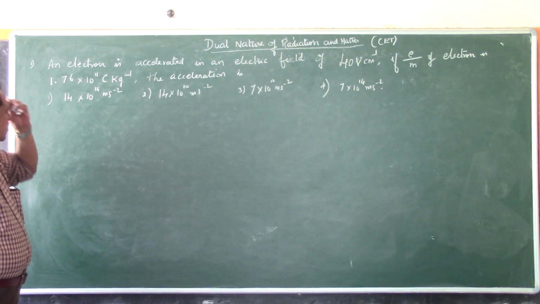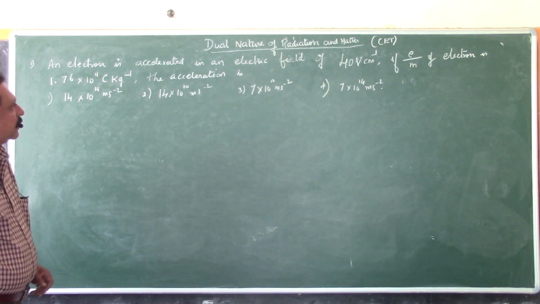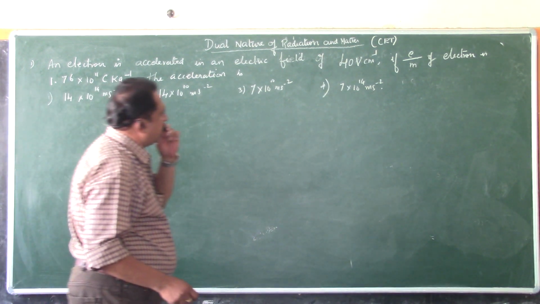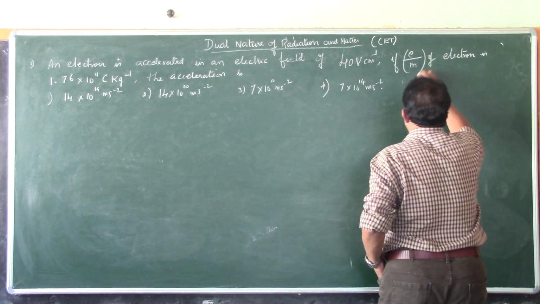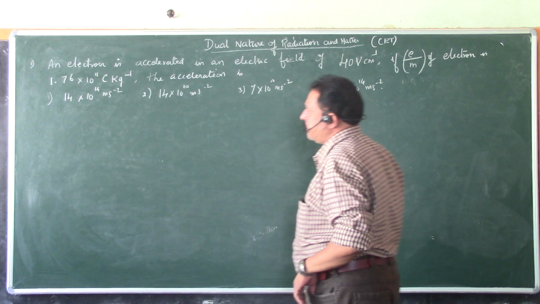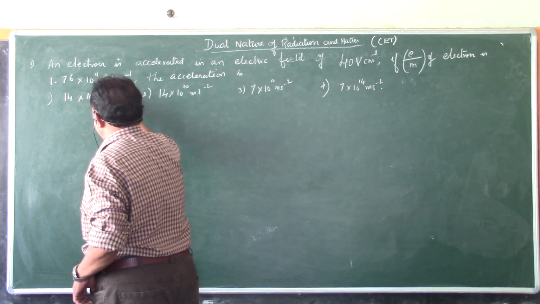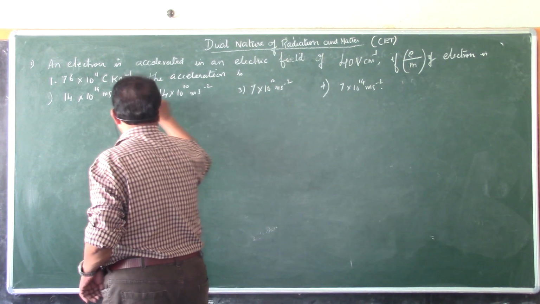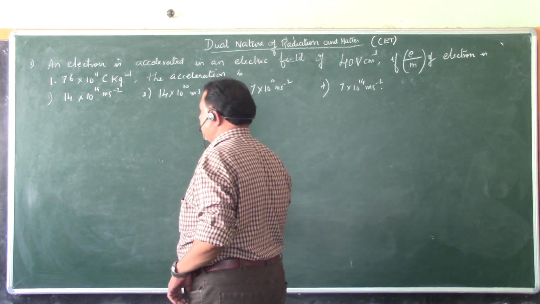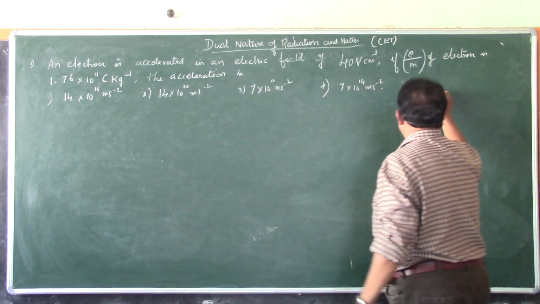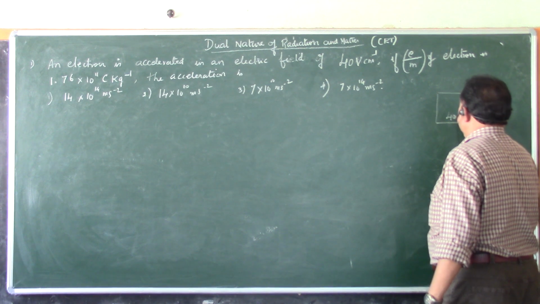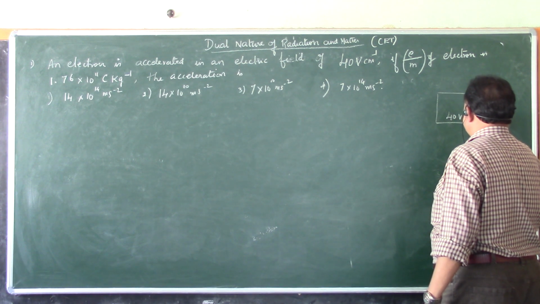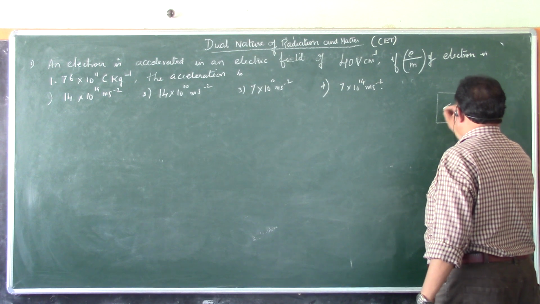An electron is accelerated in an electric field of strength 40 volts per centimeter. If e by m of the electron is 1.76 into 10 to the power of 11 coulombs per kg, then what is the acceleration? See, in an electric field of strength 40 volts per centimeter, an electron is accelerated.